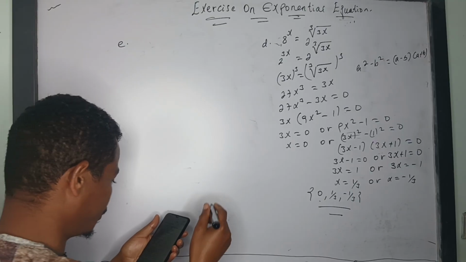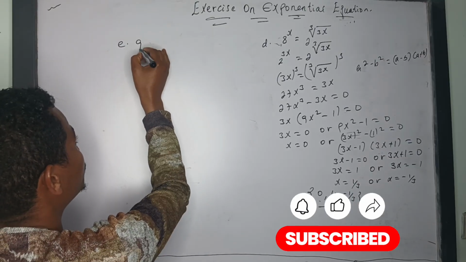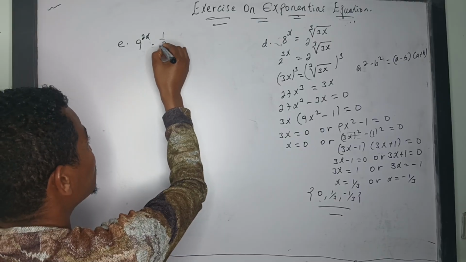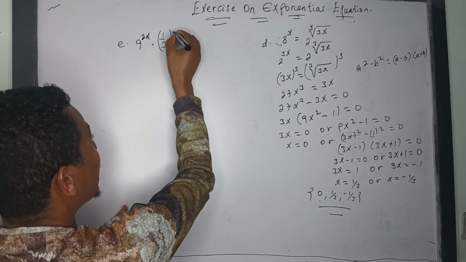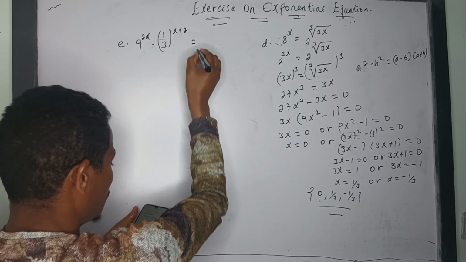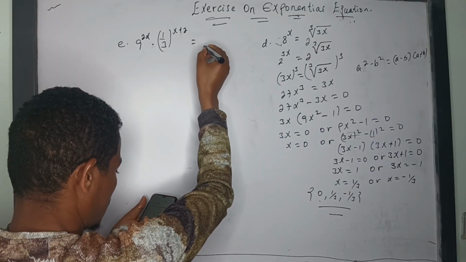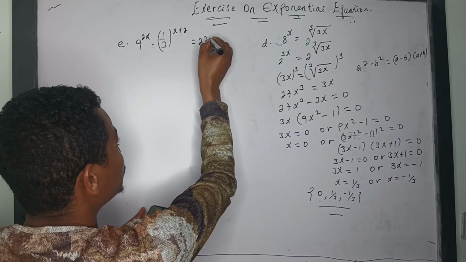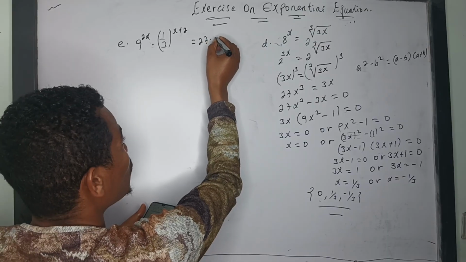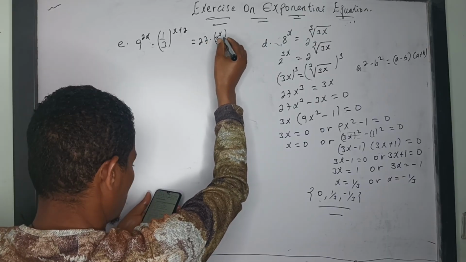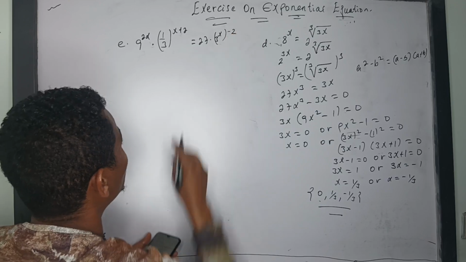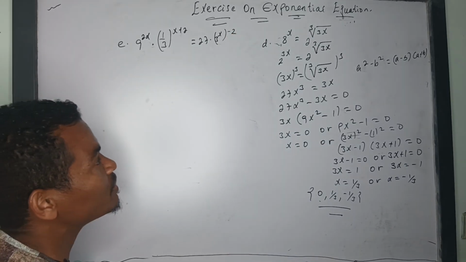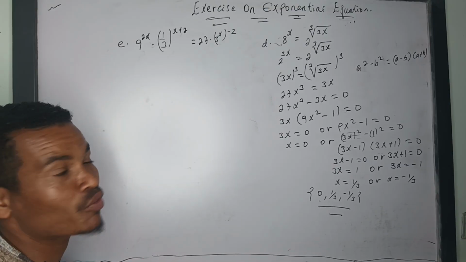Okay, e. 9 to the power of 2x times 1 over 3 to the power of x plus 2 is equal to 27 times 3 to the power of x to the power of minus 2. 9 to the power of 2x times 1 over 3 to the power of x plus 2 is equal to 27 times 3 to the power of x to the power of minus 2.